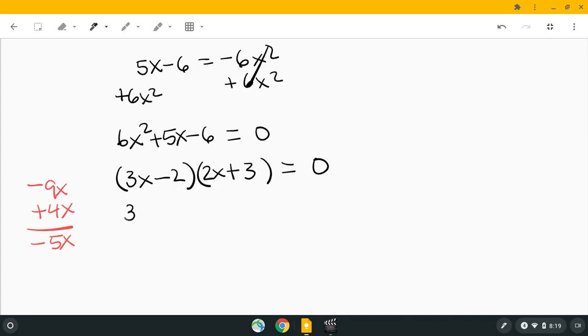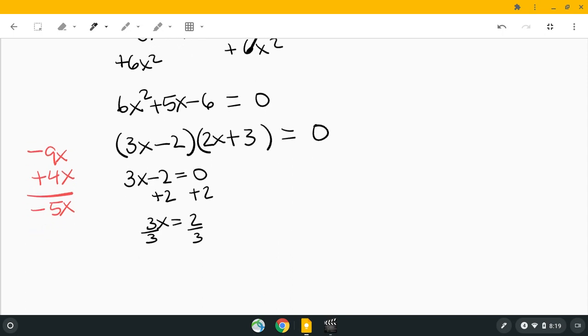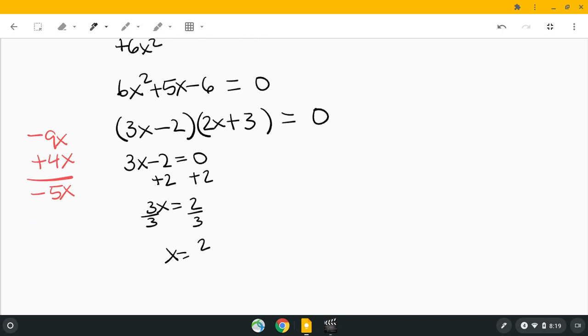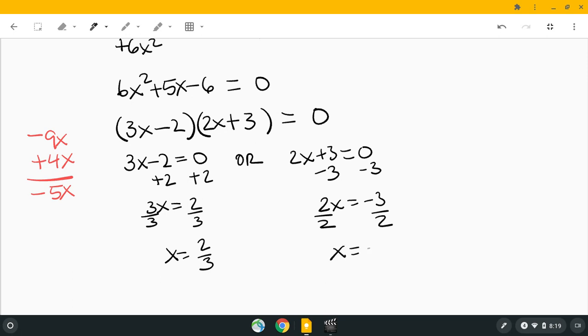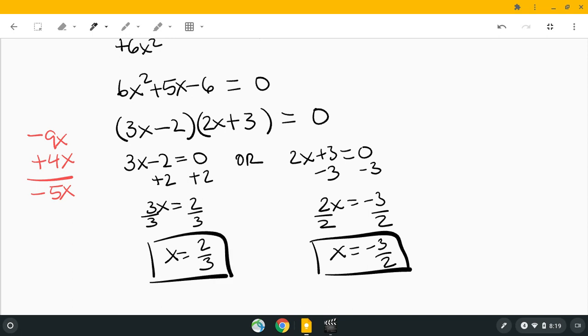And so now take each factor, set it equal to 0, and solve. Add 2 to both sides. I get 3x equals 2. Divide both sides by 3. So x equals 2/3. Do the other one. 2x plus 3 equals 0. Solve. Subtract 3 on both sides. 2x equals negative 3. Divide both sides by 2. x equals negative 3/2. Okay, so here are your 2 answers.